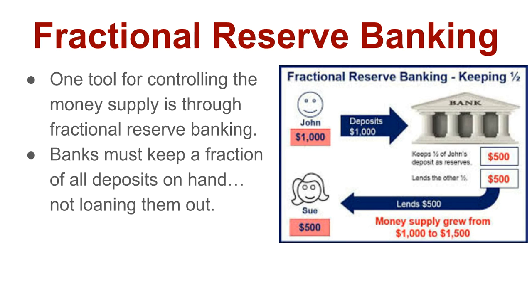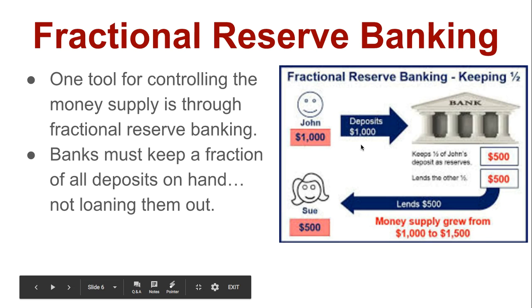And keeps that money supply growing. Because what started as $1,000 is still the $1,000. John has $1,000, it's just in the bank. But now Sue has $500 as well, and our money supply has grown. It's grown from 1,000 to 1,500.